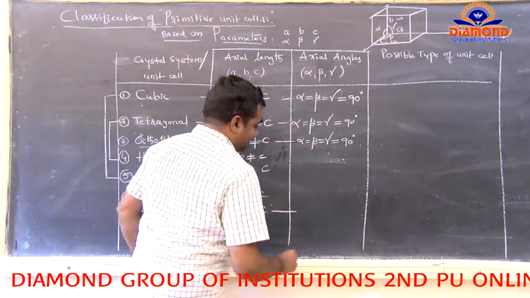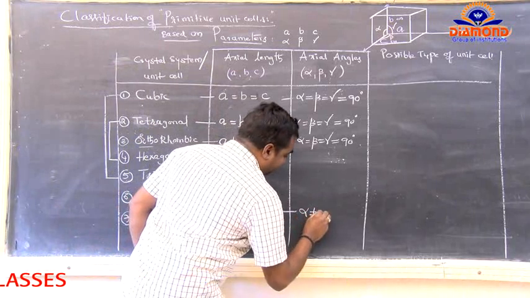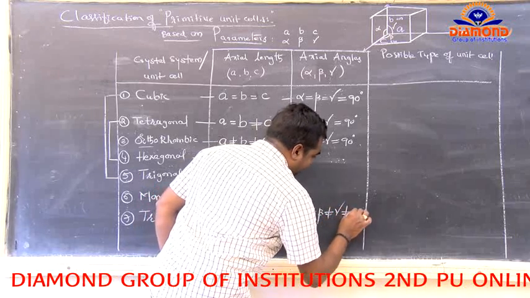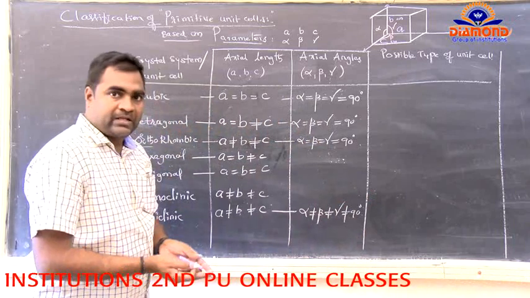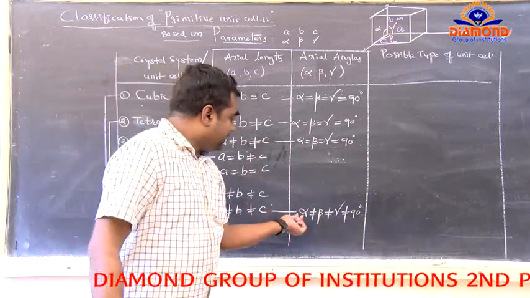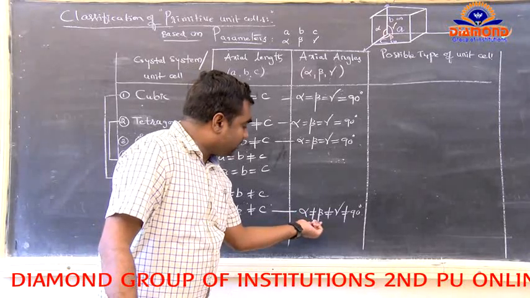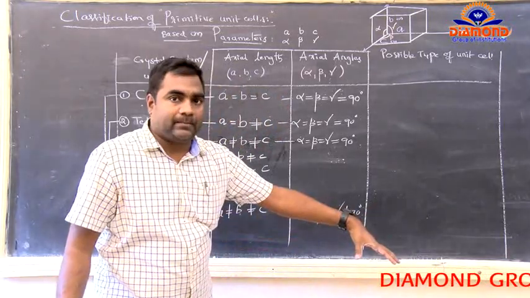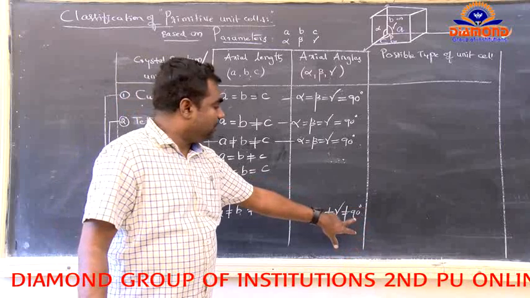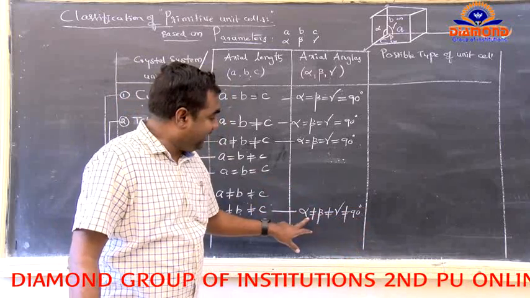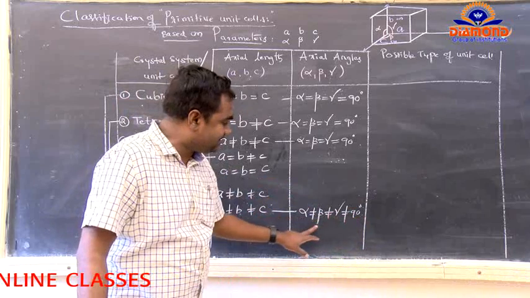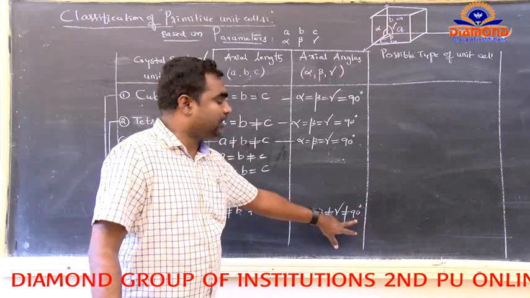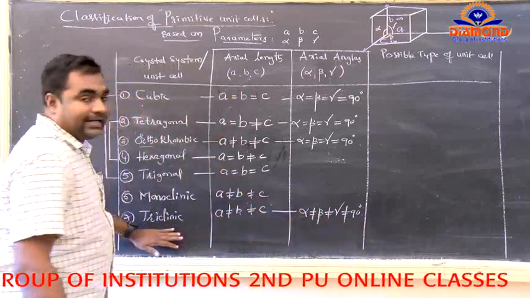Then what about the angles? Here alpha is not equal to beta, not equal to gamma, and not equal to 90 degrees. What does that mean? The three angles are different, and they are also not equal to 90 degrees. Each and every angle is different, and none equals 90 degrees. That belongs to the triclinic.